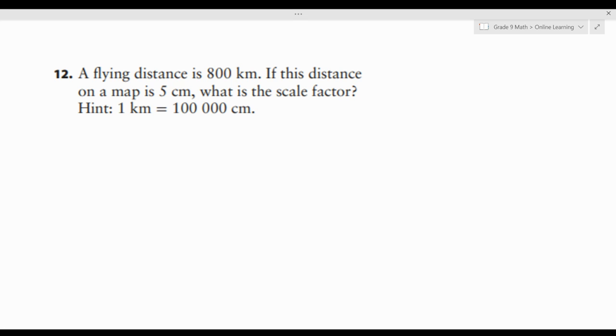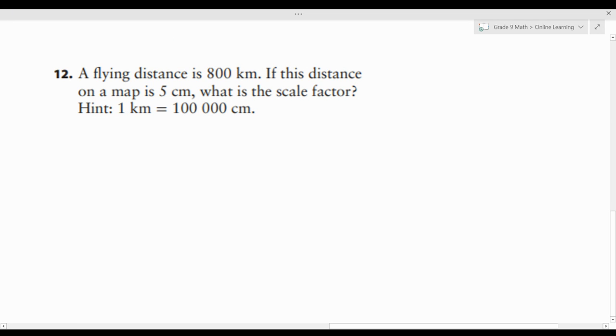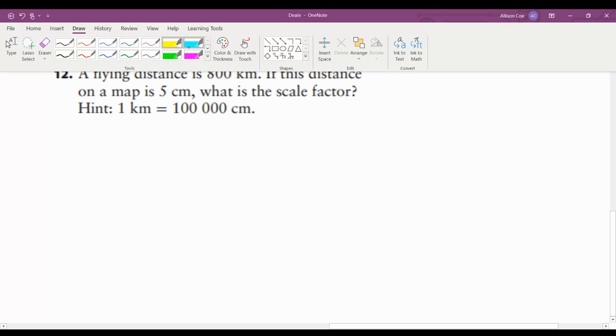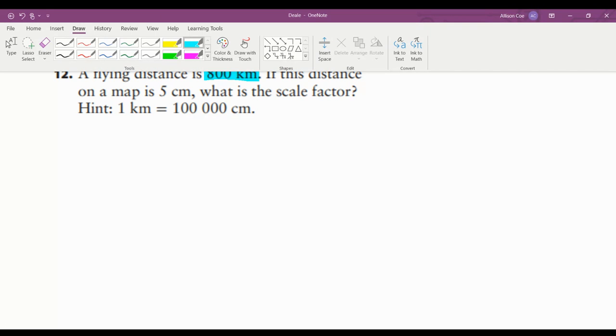Okay, number 12 is the next question I'll go over, and there's a little extra step to it. So if you notice, this question talks about flying distance is 800 kilometers. Okay, well that's the actual. If this distance on a map is 5 centimeters, so that's the diagram, what is the scale factor?